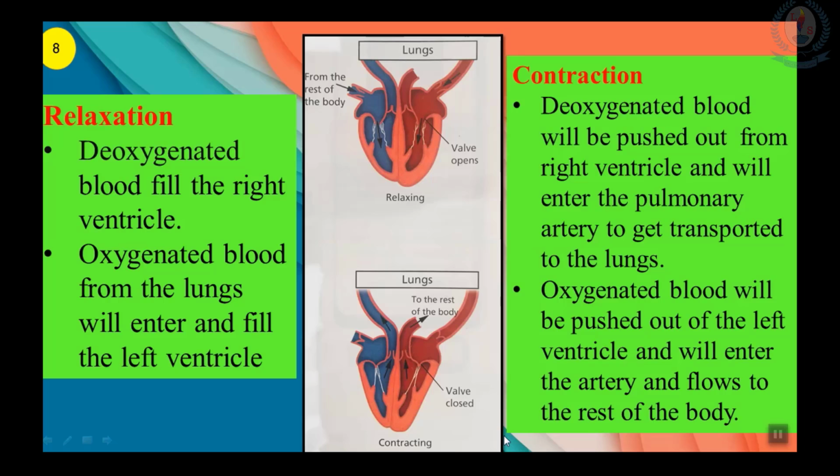So during this process, the deoxygenated blood in your right ventricle will enter an artery to get transported to the lungs, and oxygenated blood in your left ventricle will enter another artery and flow to the rest of your body. During relaxation, your ventricles relax and will be filled with the blood coming from the upper 2 chambers. Deoxygenated blood will fill your right ventricle and oxygenated blood will fill your left ventricle. So then the cycle starts all over again.